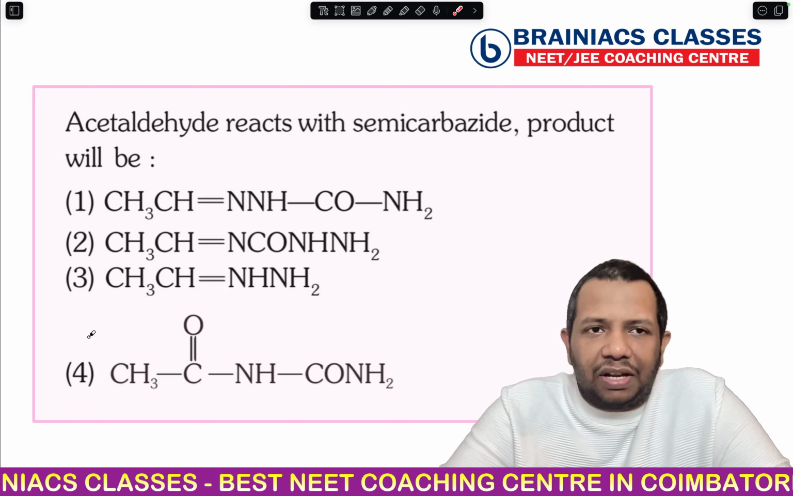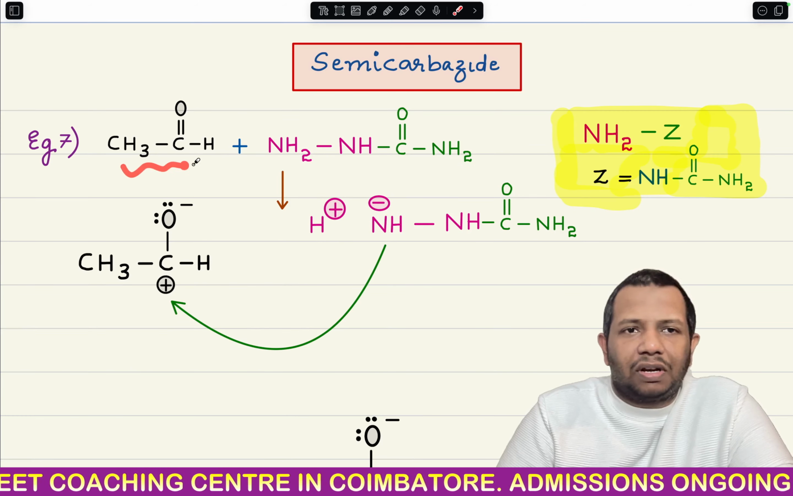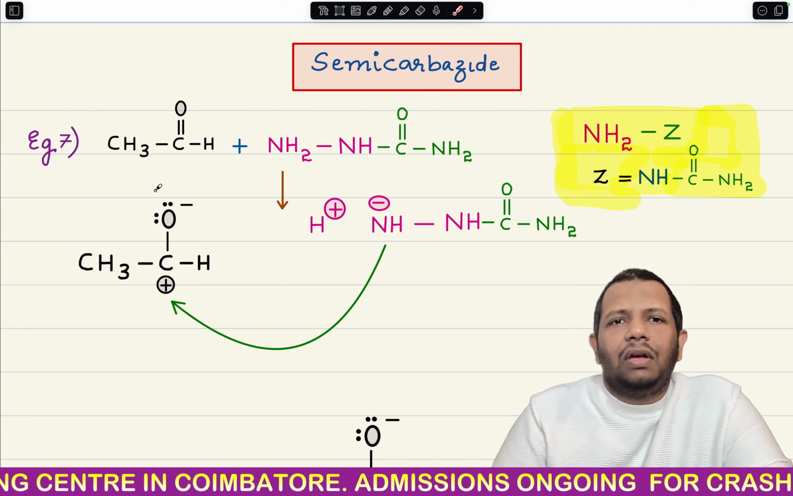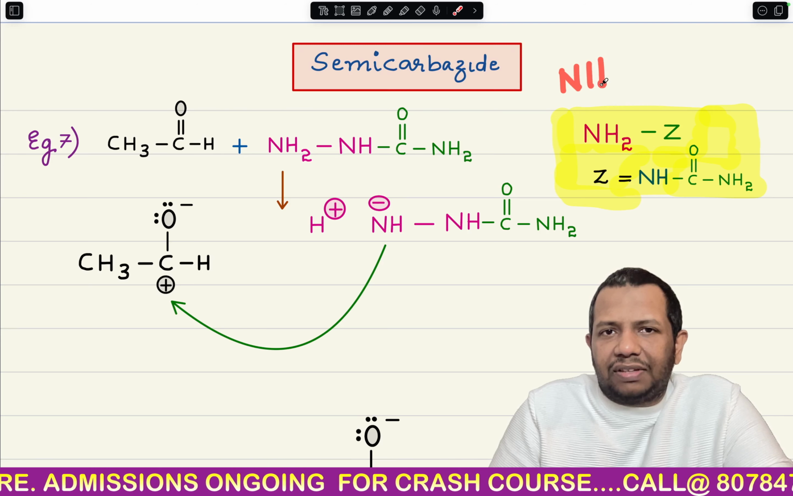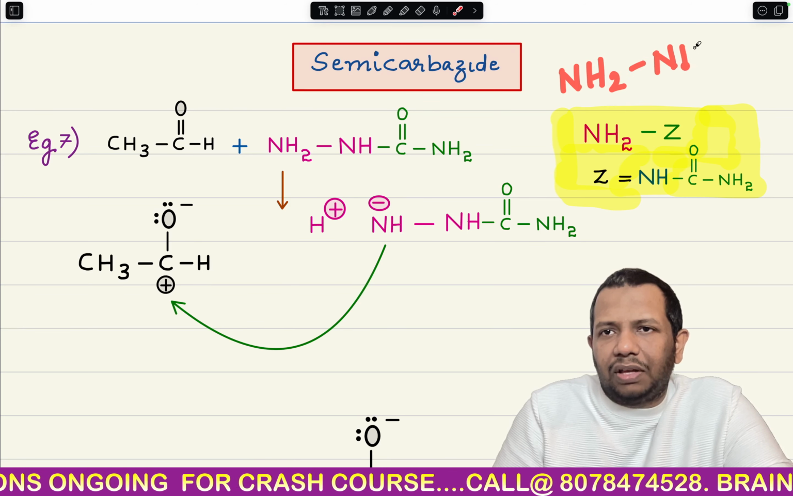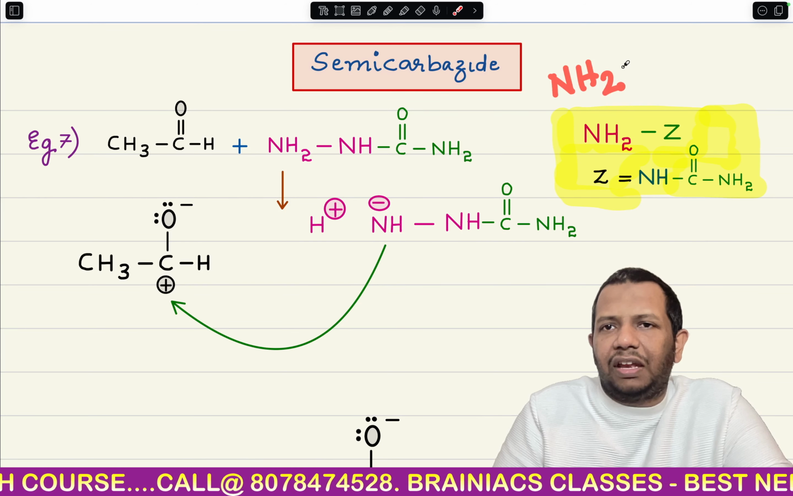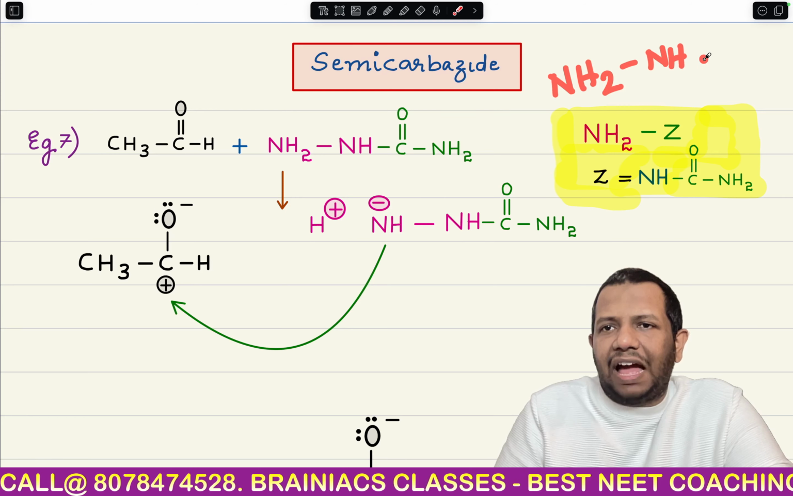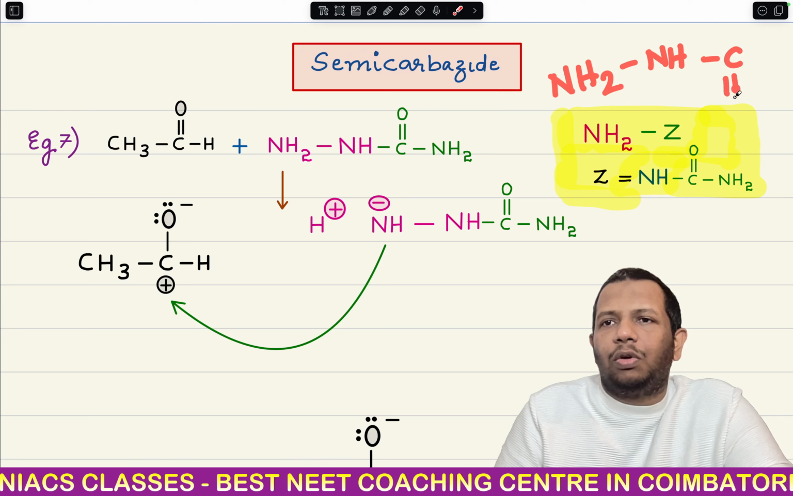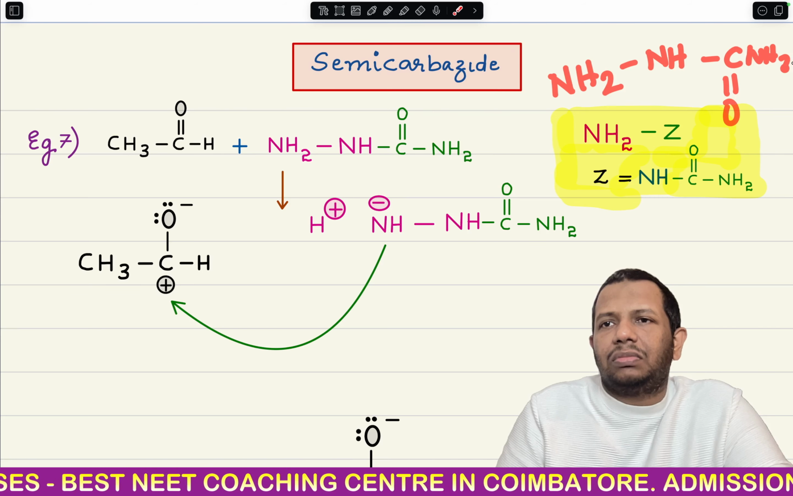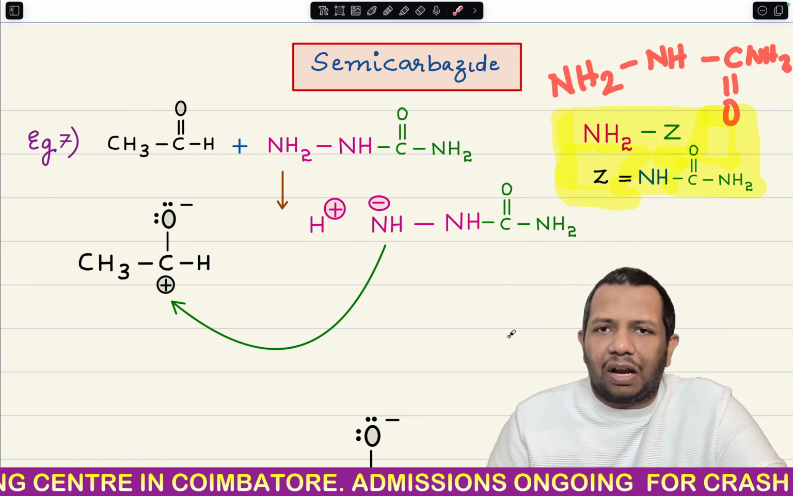So what is semicarbazide? We will see that in detail. I have taken acetaldehyde here. This is also a question directly related to NCERT. So how do you get semicarbazide? Very simple, sir. Take hydrazine. Remove one hydrogen atom from the hydrazine, so you will get NH2NH. And to that particular NH, what do you need to connect? You need to connect an amide group, CONH2. Connect CONH2 to that and you will get semicarbazide.